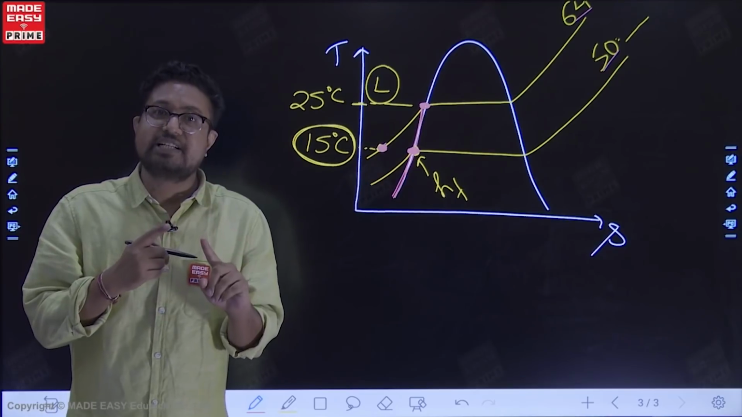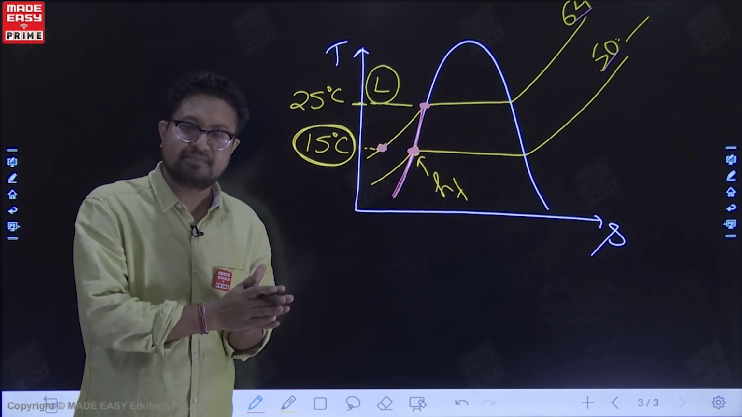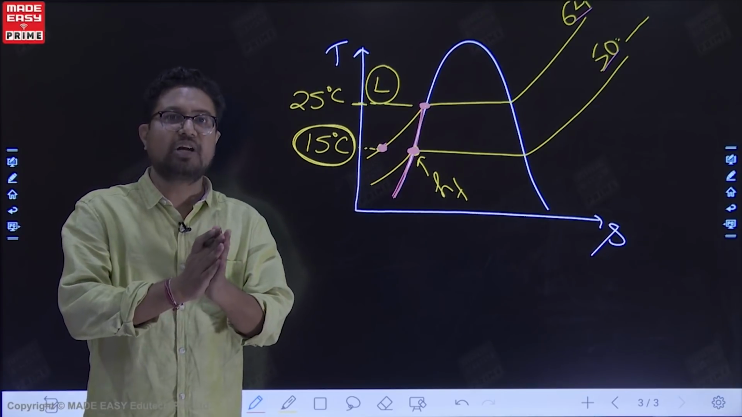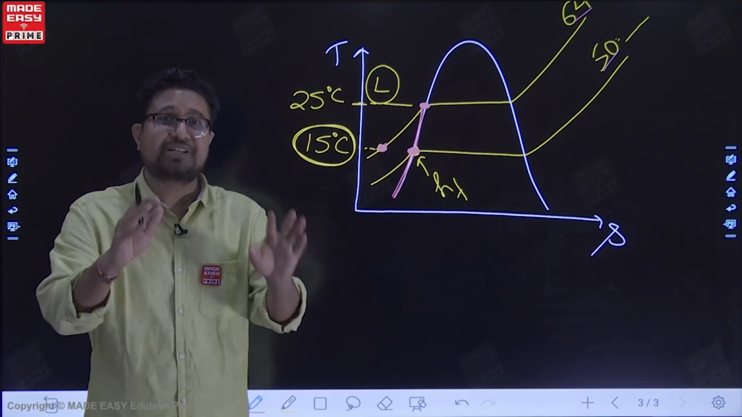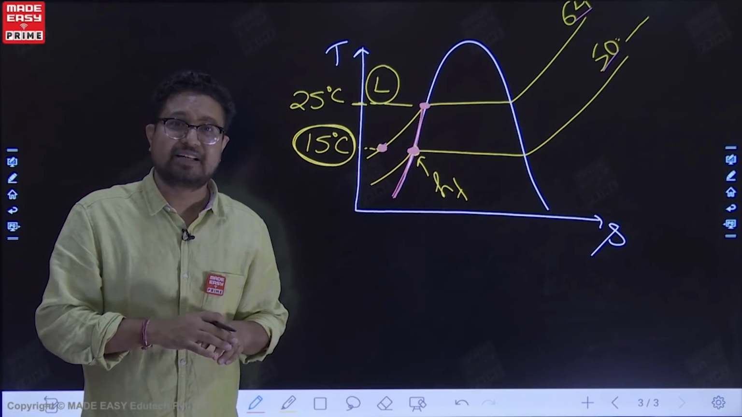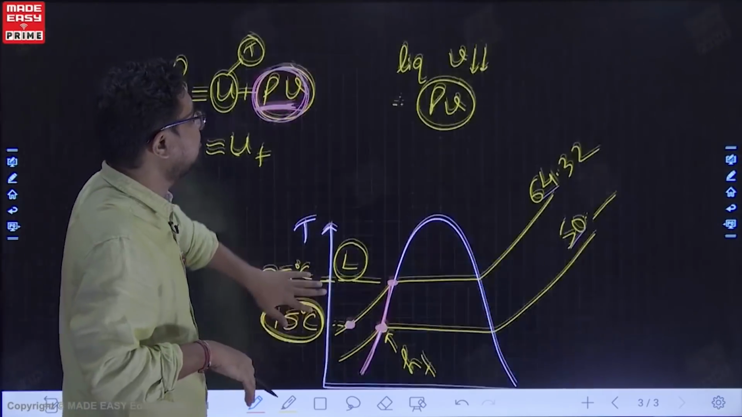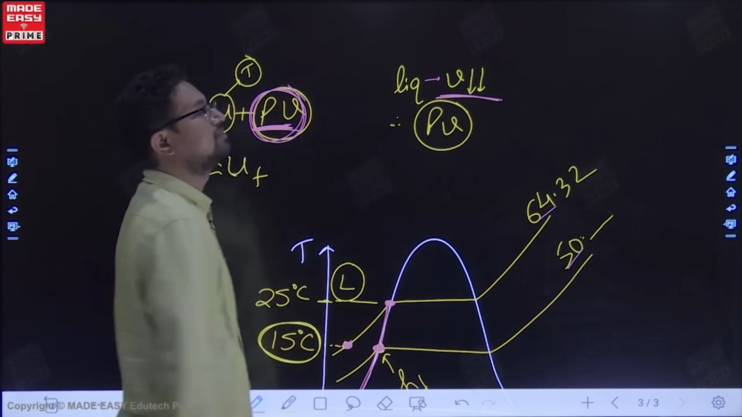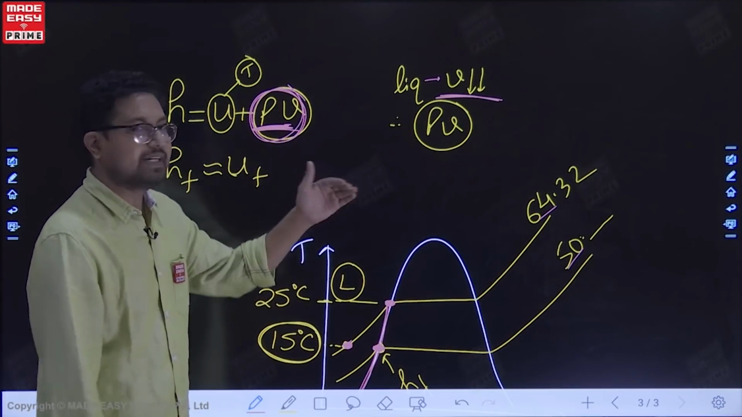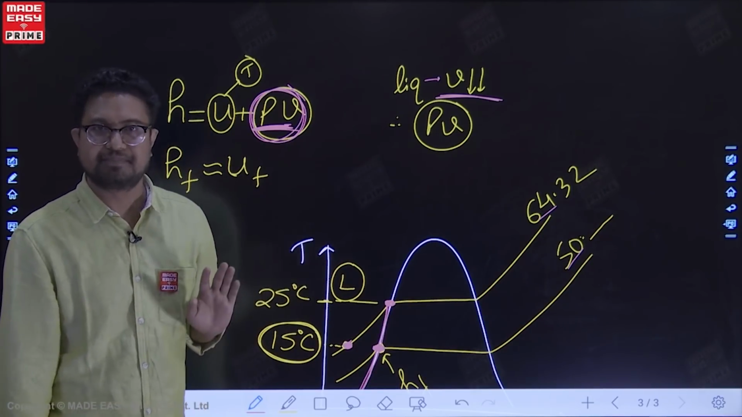Liquid internal energy is a function of temperature only. If temperature is the same, internal energy is the same. And we know one more thing: enthalpy is almost dependent on the temperature only because the PV part is negligible. Why is the PV part negligible? Because liquid specific volume is negligible. So if the temperature is the same, enthalpy is almost the same.